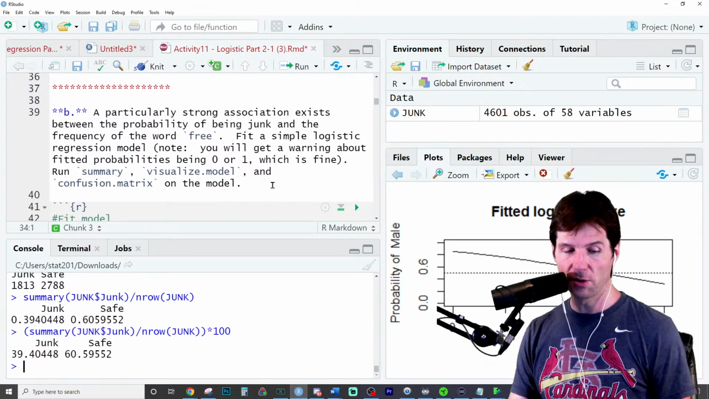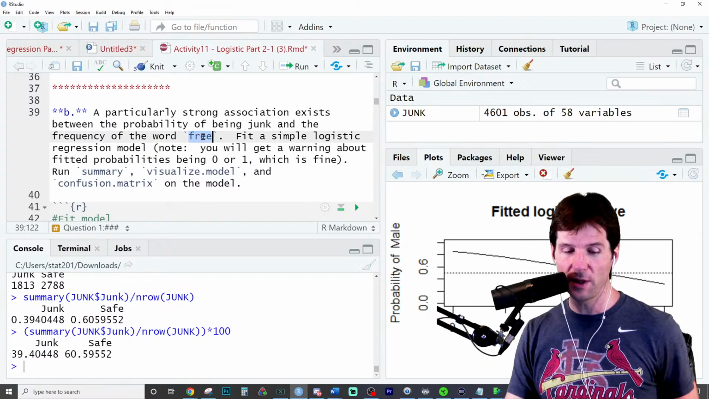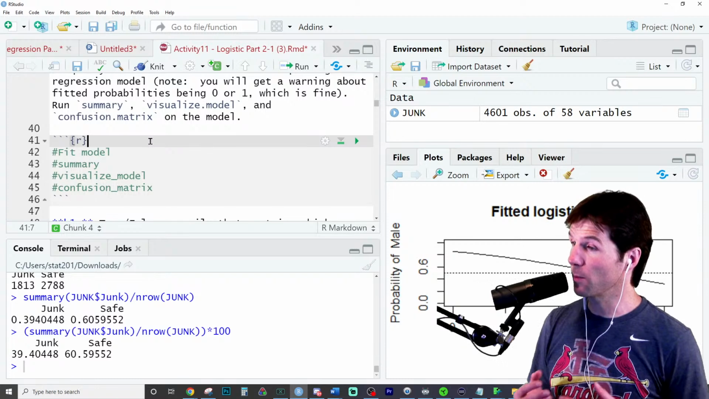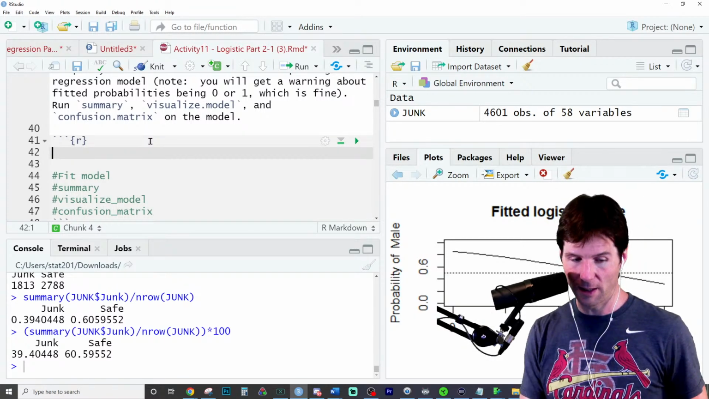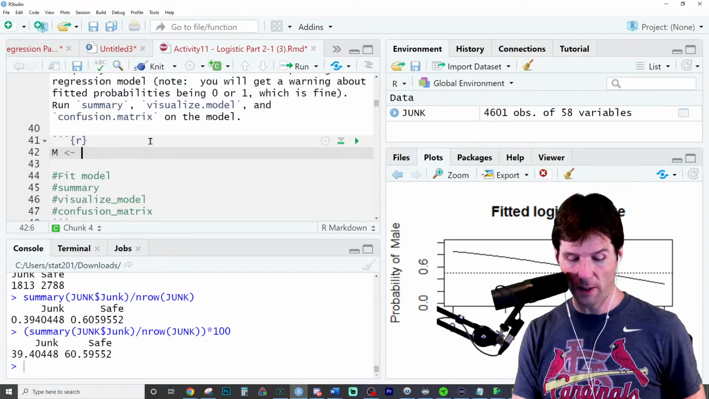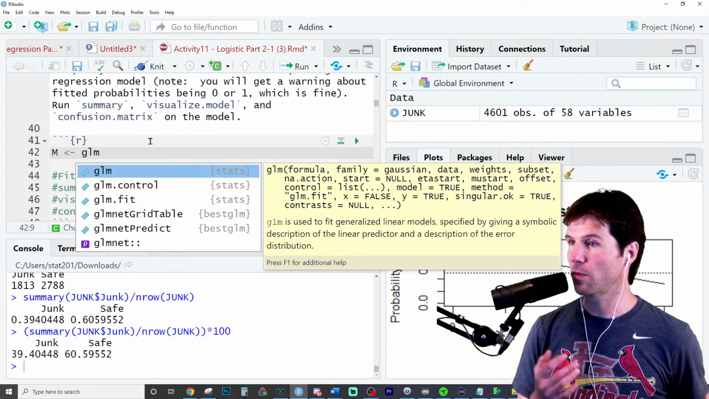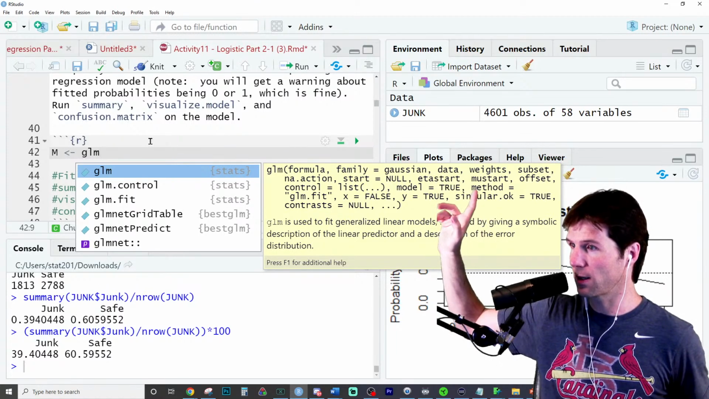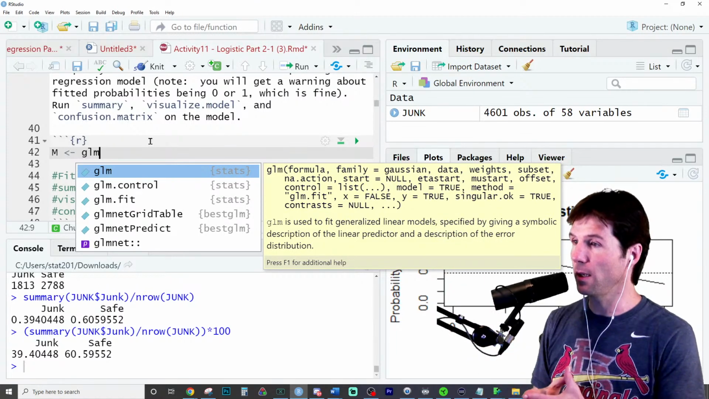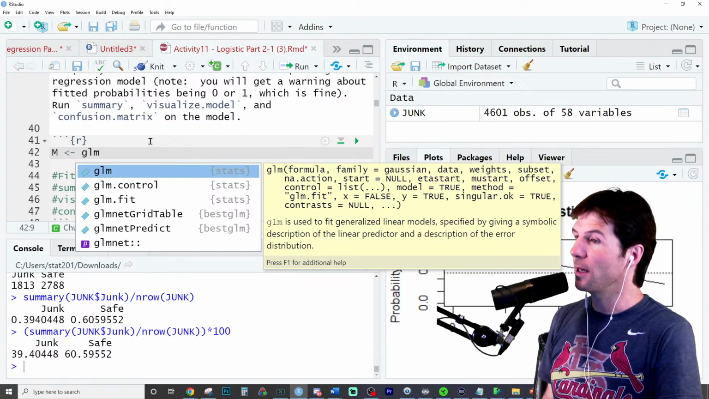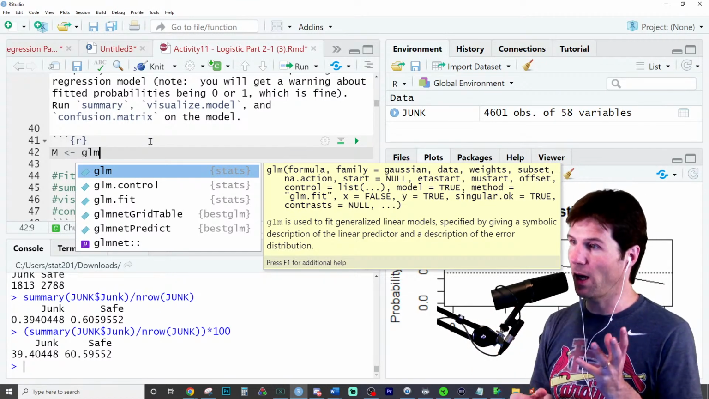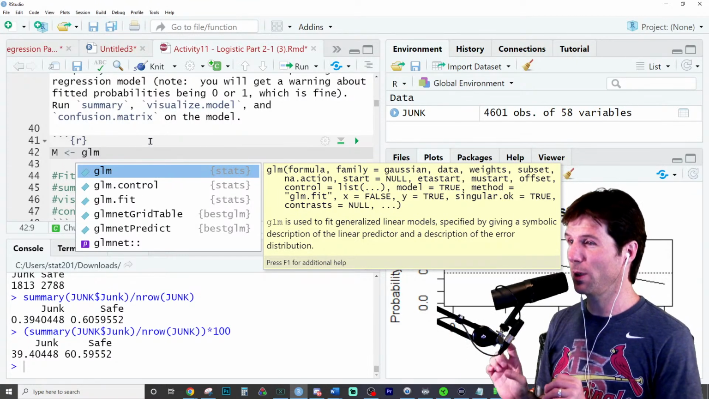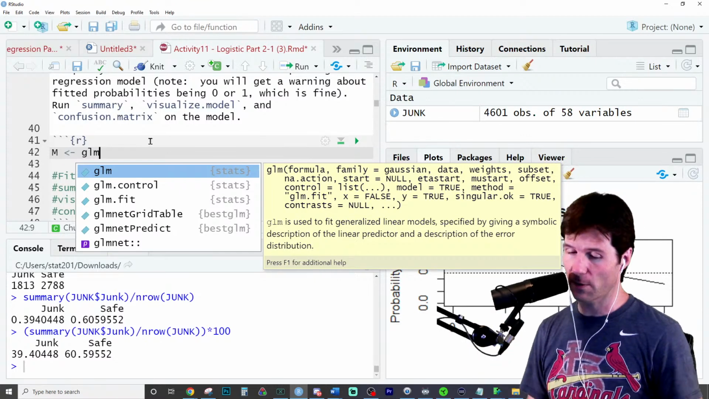A particular strong association exists between the probability of being junk and free, everything free. Now, an important thing to know is we're predicting the probability that the email is junk or it's junk mail. So when we store this model, we have to do GLM. That stands for the generalized linear model. It has with it the argument family. We still have y tilde x comma data equals. But family, which is set to default Gaussian, needs to be binomial for 2 levels. Binomial. Gaussian is actually the normal curve. We could use this for linear. It creates a problem with some of our code, so we don't use that for linear.